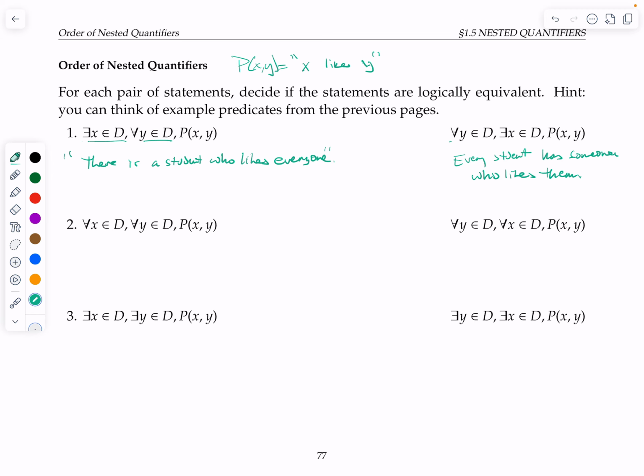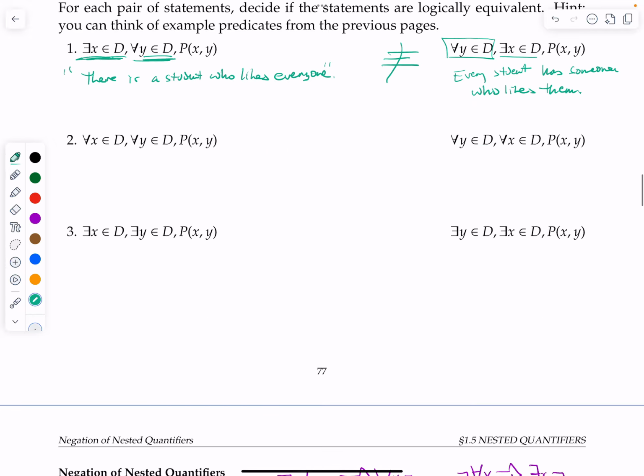So here the emphasis is on the fact that for every y, every student, you then say, okay, well, what's special about all of these students? Well, each one of them, there is someone who likes them. Whereas over here, there exists one student, there is at least one, who likes everybody. So there's the difference. So these are not the same. These are not equivalent. The next one, these are equivalent.